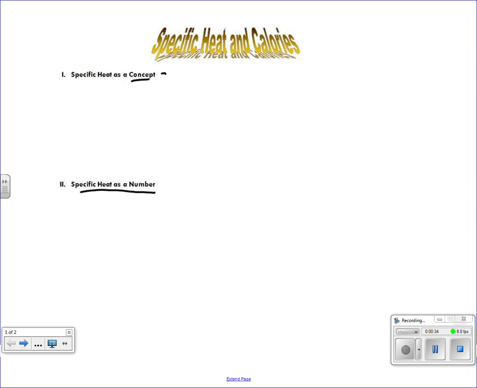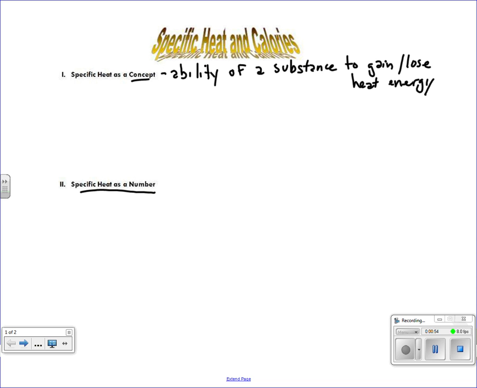Specific heat refers to the ability of a substance to gain or lose heat energy. We've been talking the last few days about heat and energy flow and temperature and all those good things. So this is kind of an extension of that. The best example that you can really think about has to do with the beach in the summertime.